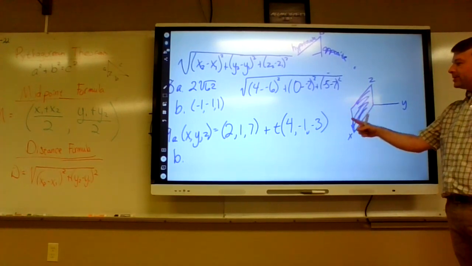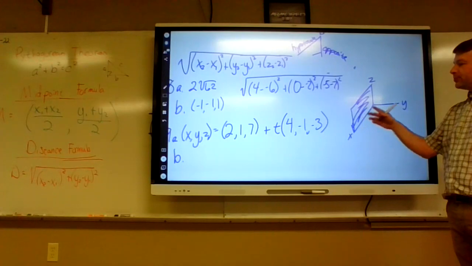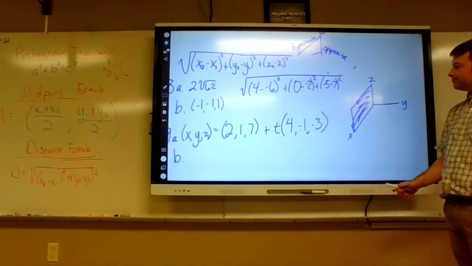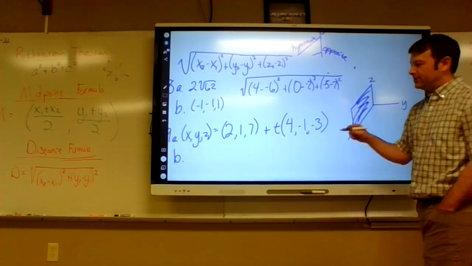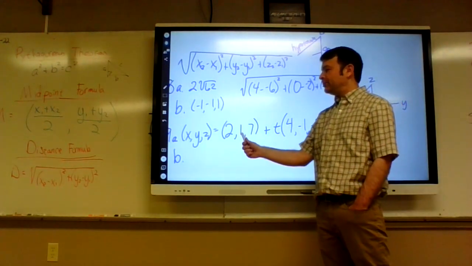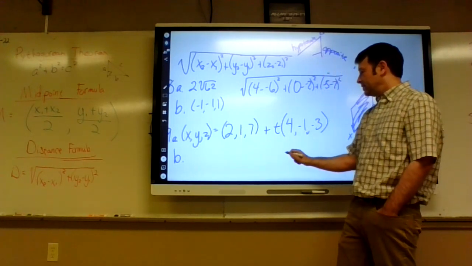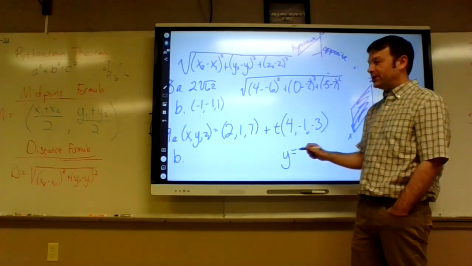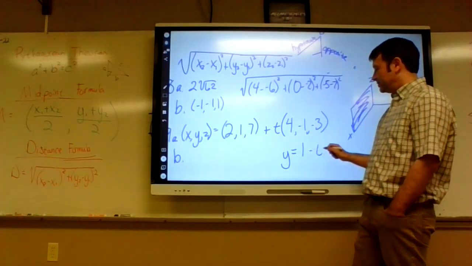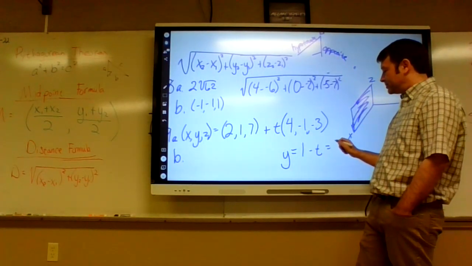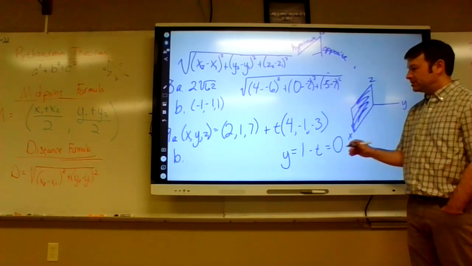Dude. What do we know about the y coordinates on this plane? It doesn't have any. It's 0? It's 0. So basically, we need the y value to be 0. You know how we made the parametric equations like y equals 1 minus t? So we just need that to equal 0. So what would t have to be to make it 0? 1. So t equals 1.